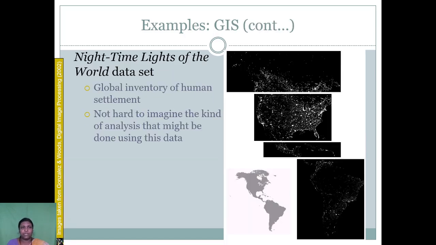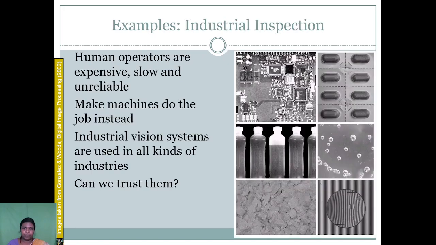And the next one, the same nighttime lights of the world data set. You're going to collect some nighttime lights. Here you're going to have the lights of the world data set and a global inventory of human settlement. It's not hard to imagine the kind of analysis that may be done using this data. Here you're going to have better image quality and improved quality just using this digital image processing.